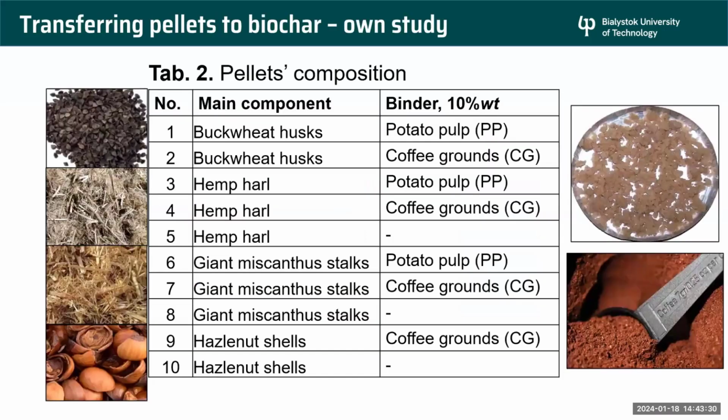So this all inspired me to create some pellets made of 4 different feedstocks, which are waste from agriculture and food production. So buckwheat husk was used, hemp hull, giant miscanthus stalks, and hazelnut shells. And additionally, in some cases, binders were also used for pelletization in the form of potato pulp, which is the residue from potato starch production, or spent coffee grounds were also used as a binder.